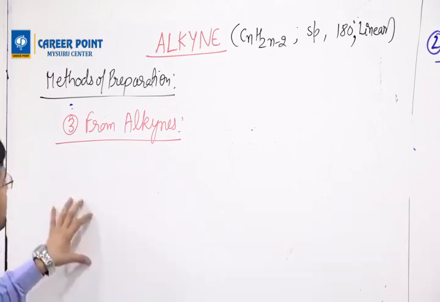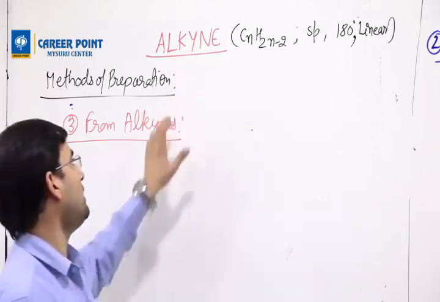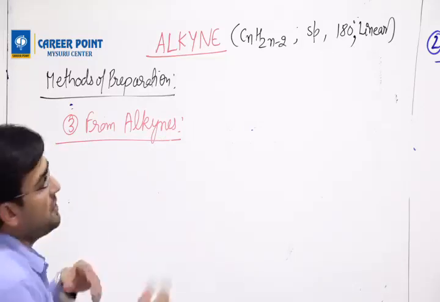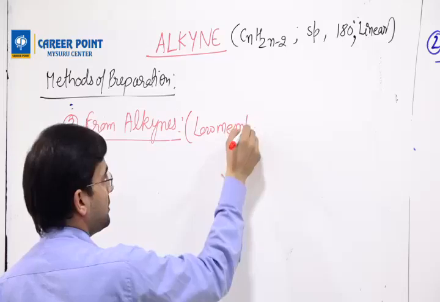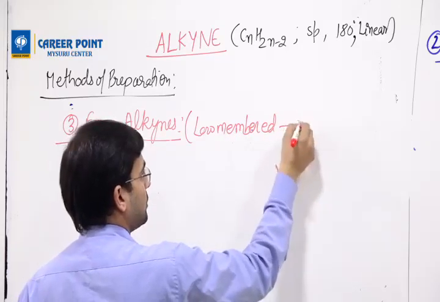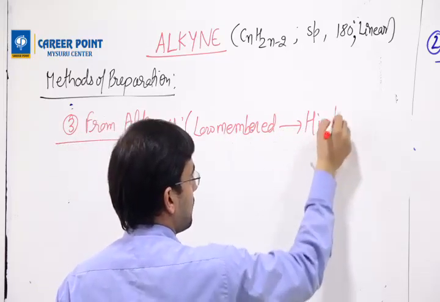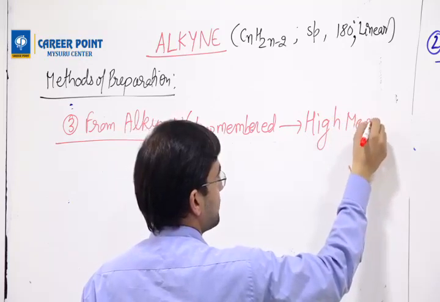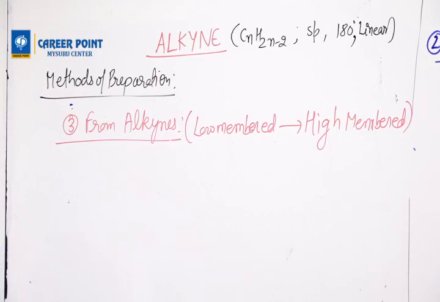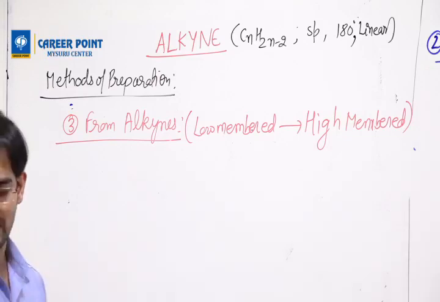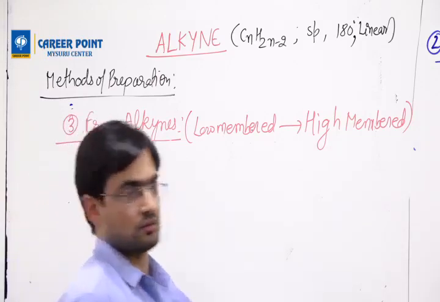Okay, now what happens in this case is I'm going to form alkynes from alkynes. That means I'm going to convert a low membered to high membered. Understand, it means an alkyne which has fewer carbons to an alkyne which has more.